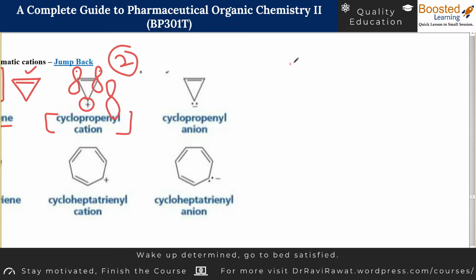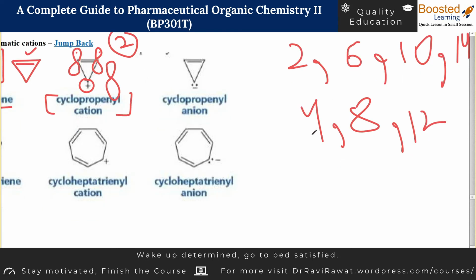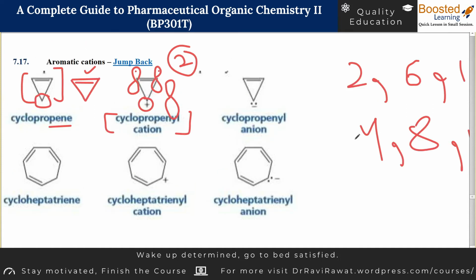Let me rewrite this series again here for you. The counts of 2, 6, 10, 14 and so on follow the aromatic molecule series, and counts of 4, 8, 12 and so on would be considered anti-aromatic molecules. We will see what anti-aromatic molecules are, but we will simply do the electron count here and try to understand whether the molecule is aromatic or anti-aromatic. So this molecule is aromatic.